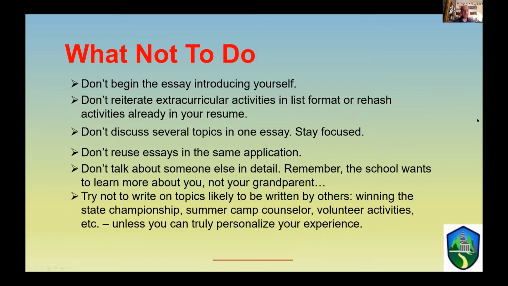Okay, what not to do. Don't begin the essay by introducing yourself. There's so much in your application that already does introduce you. Don't reiterate extracurricular activities. This is very common because when a student writes about themselves, so much about who they are often comes out in the various activities.